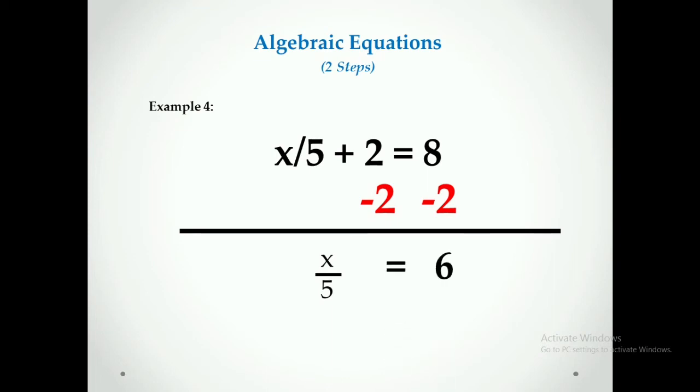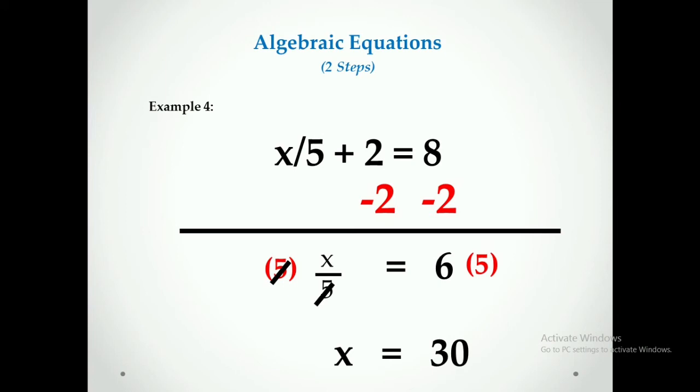This time, notice now x is being divided by 5. So the opposite of dividing by 5 must be to multiply by 5. Multiply both sides by 5. So x is going to be equal to 6 times 5 equals 30. And again, you can substitute the value of x into the equation to see if the answer is actually correct. So if x is 30, 30 divided by 5, that's 6, and 6 plus 2 equals 8.